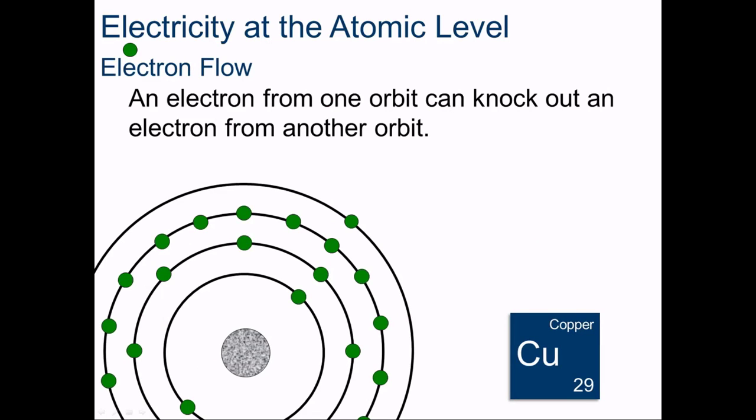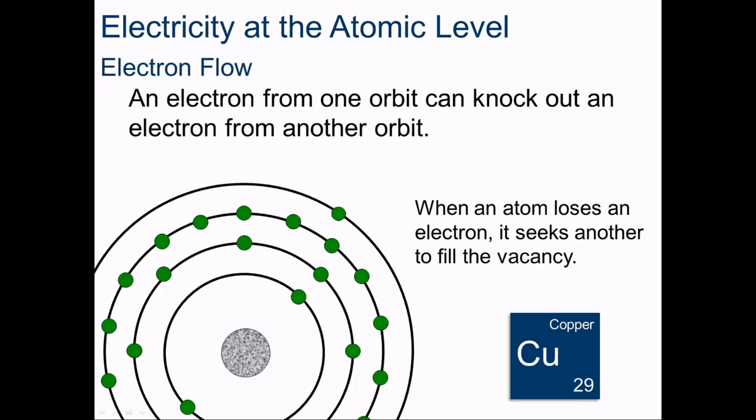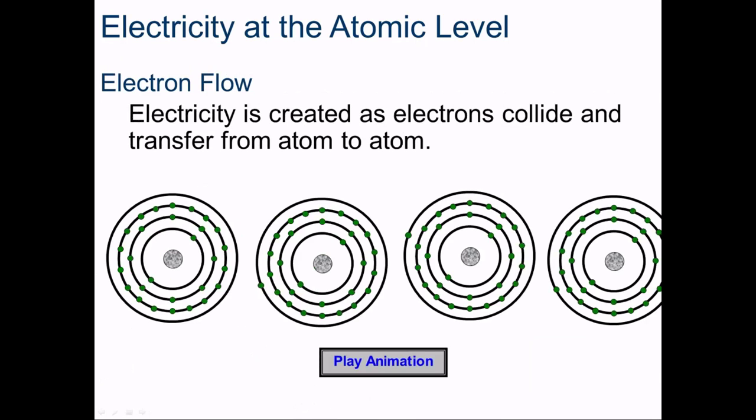Electron flow. An electron from one orbit can knock out an electron from another orbit, just like I was talking about. When an atom loses an electron, it seeks another to fill the vacancy. Electricity is created as electrons collide and transfer from atom to atom. That is electricity. When one bounces and strikes another and strikes another and strikes another, it's transferring energy, it's transferring electricity.